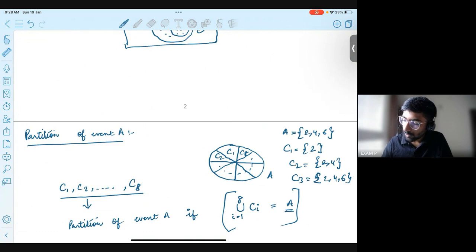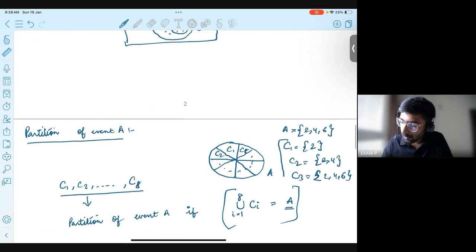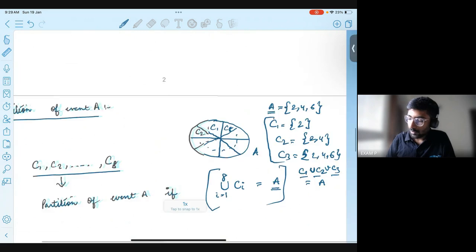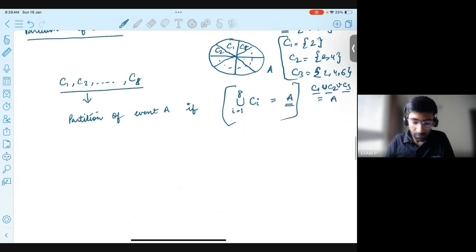And now, if you take the union of these 3 events, so C1 union C2 union C3, this gives you back the entire set A, right? That means this C1, C2, and C3, they have partitioned the event A. So this is how you can think about it. So this is called partition of event A.